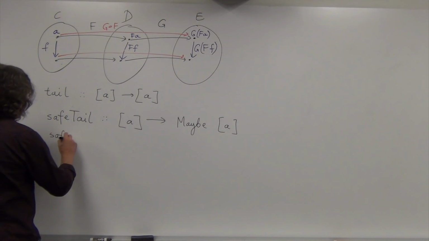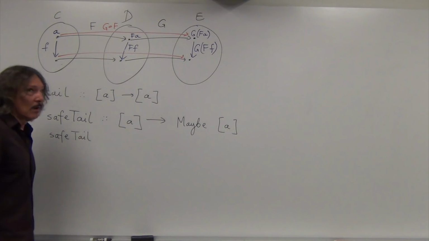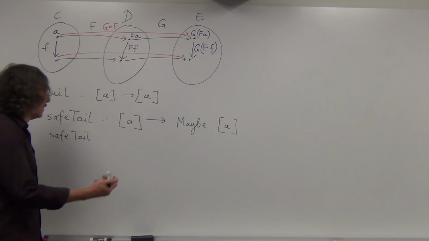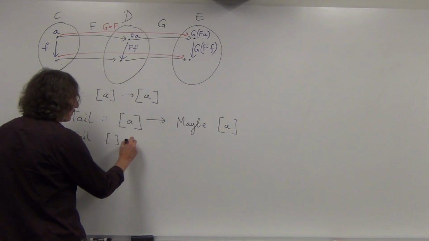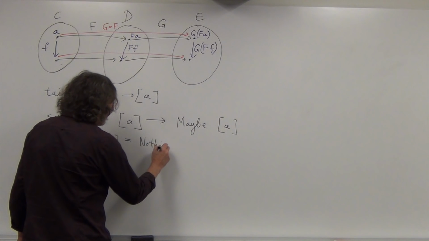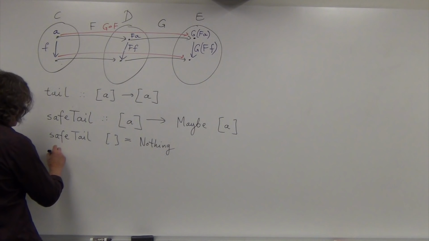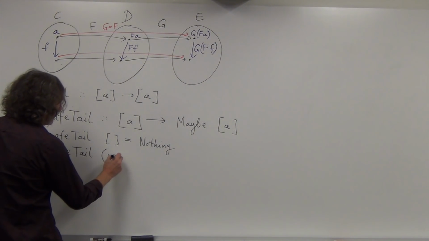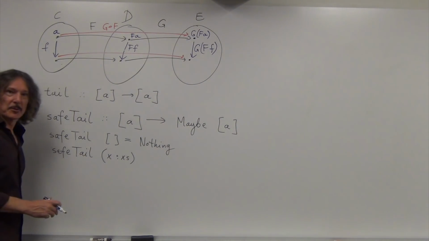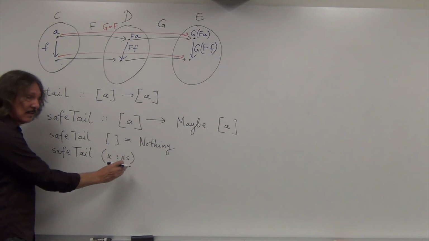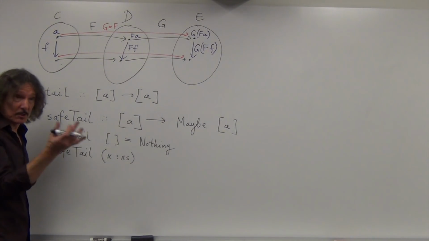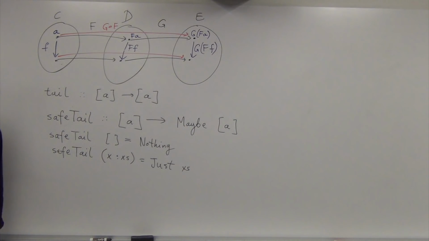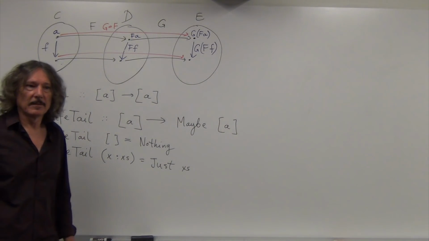Well, we could go ahead and define it. We would define it for an empty list, and that would return Nothing. That's the exceptional case. And for anything that contains x colon xs, that's how you pattern match a list that has a head and a tail, where x is of type A and xs is a list of A's, which could be empty, by the way. That's okay. And we would return Just xs, so we skip the head and just return the tail.